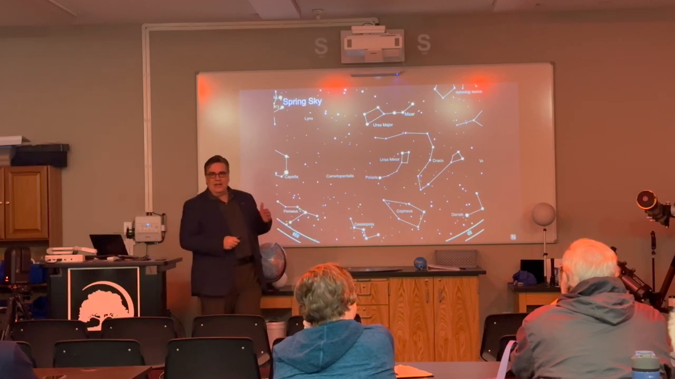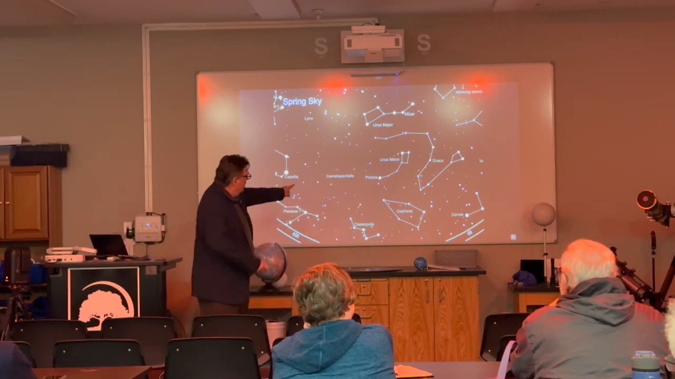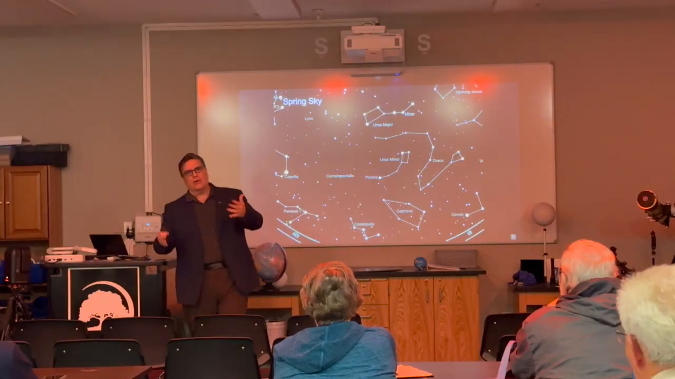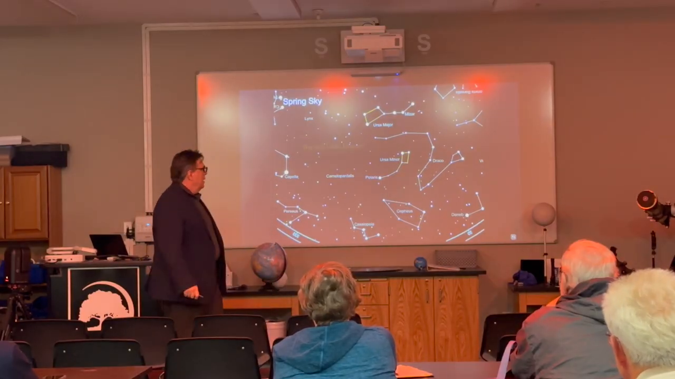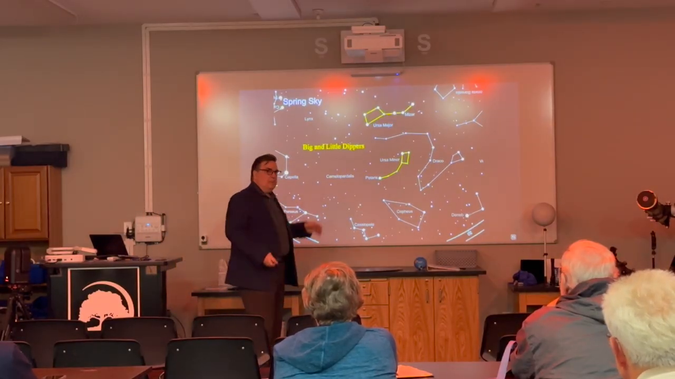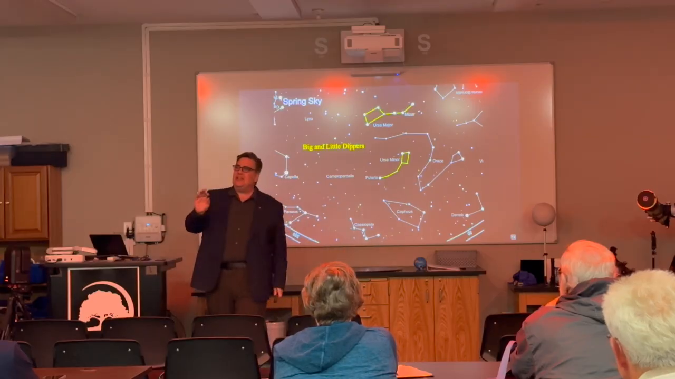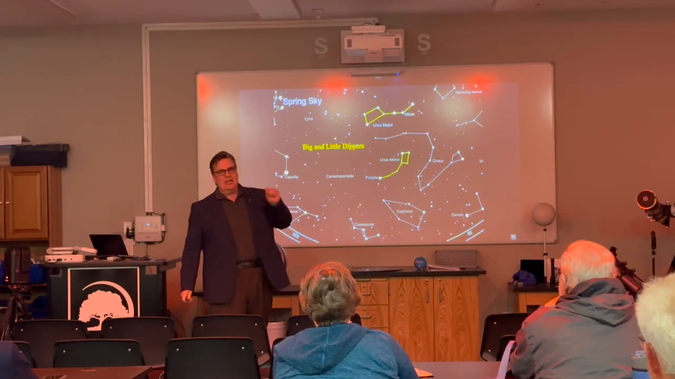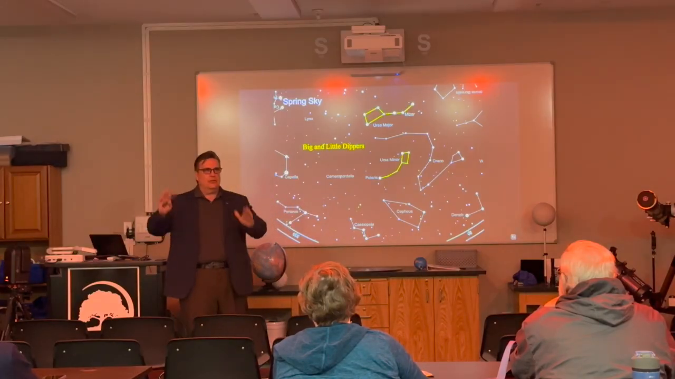The easiest way to find the North Star, as you probably have already noticed, is that the North Star is right at the end of the handle of Ursa Minor, or the Little Dipper. Problem is, the Little Dipper is a lot more difficult to see than people think it is. The Big Dipper, however, is very easy to find. It's nice and bright, easy to locate.